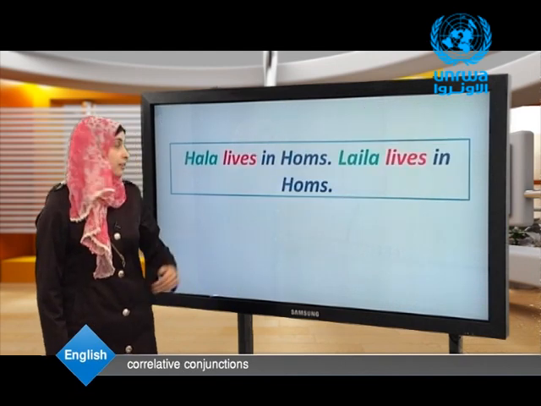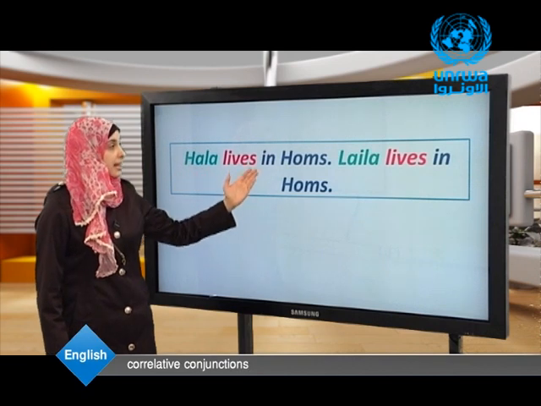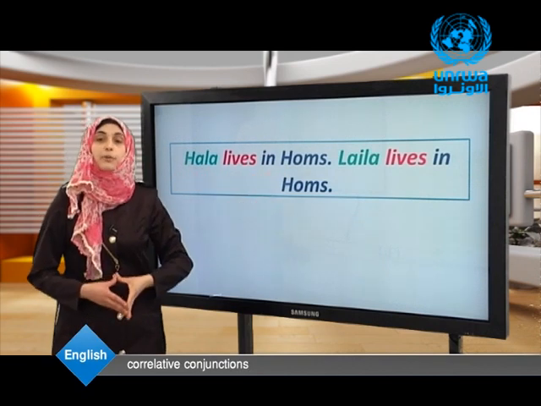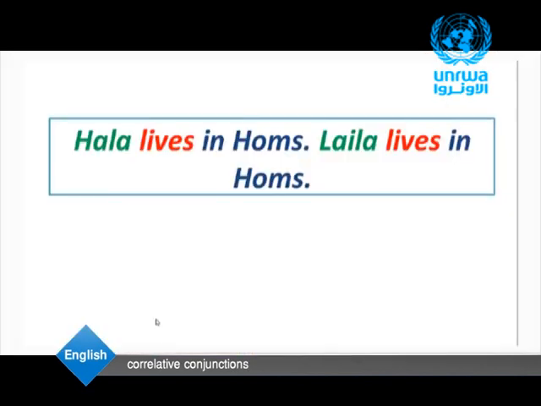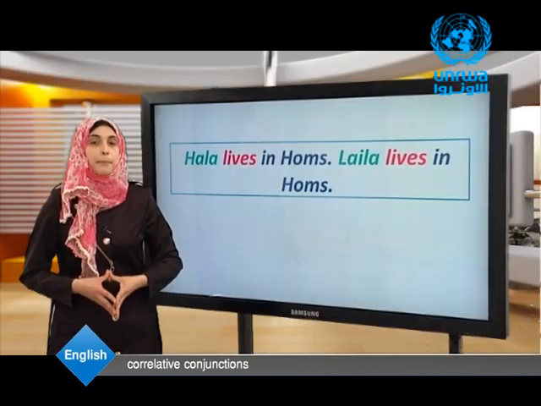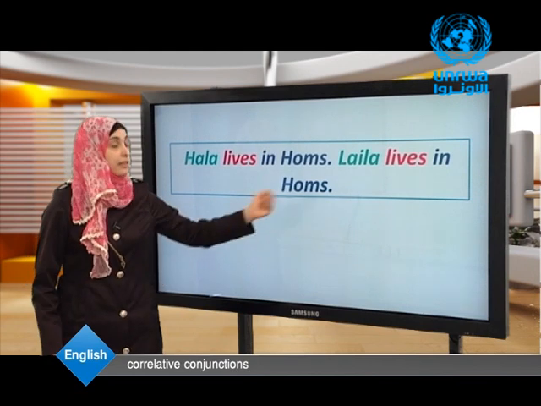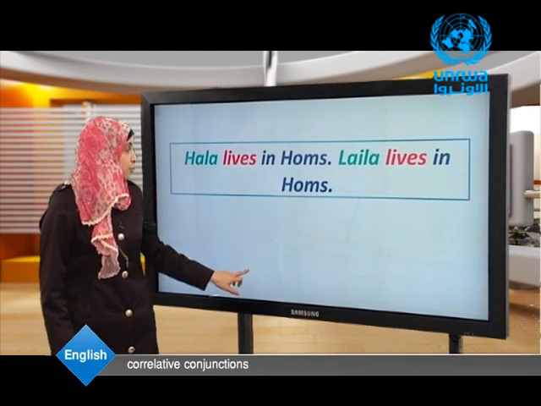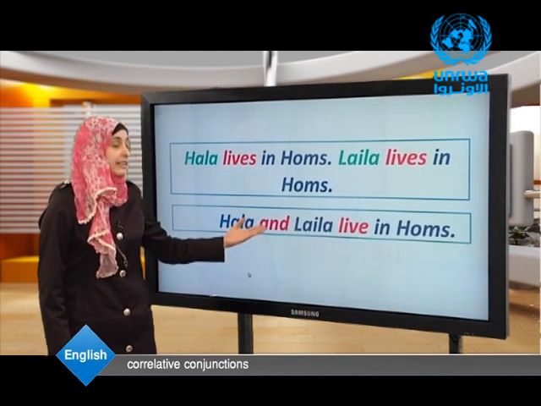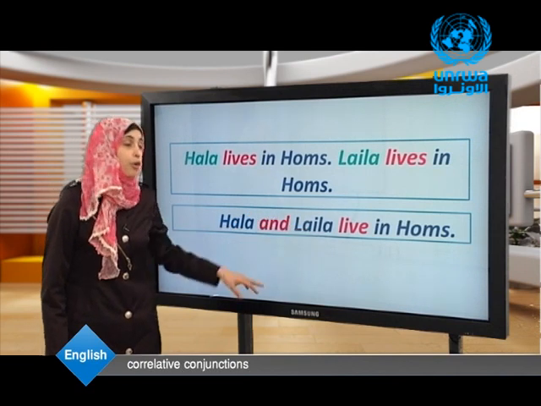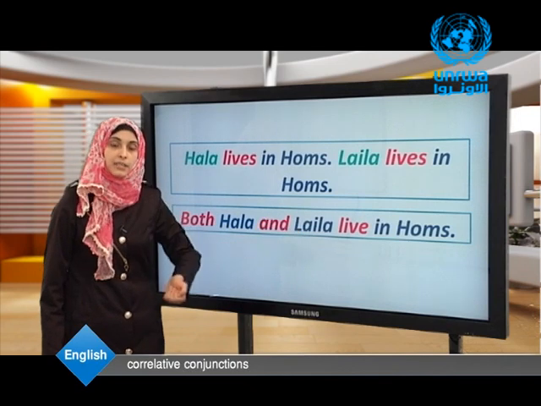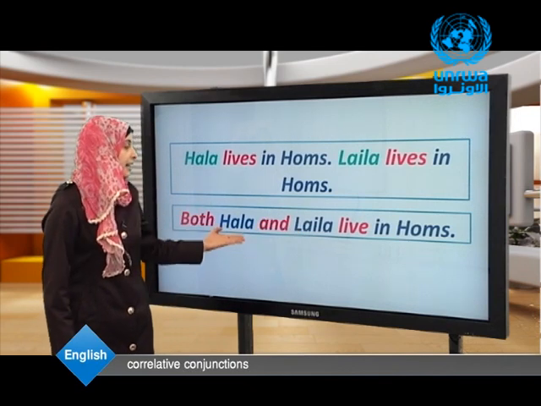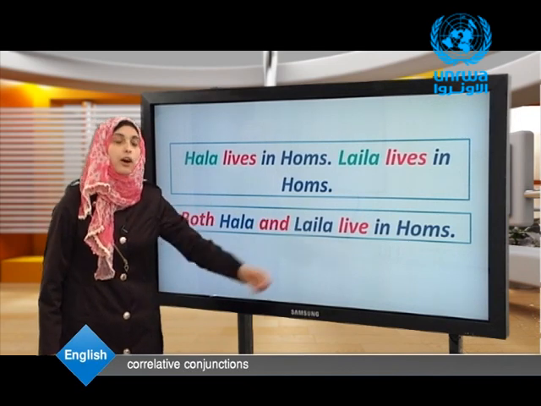Look at this example. Hala lives in Homs, Layla lives in Homs. Here we have two sentences. The first is about Hala and the second is about Layla. And both of them share living in Homs. To make it one sentence, we can say Hala and Layla live in Homs, or both Hala and Layla live in Homs.